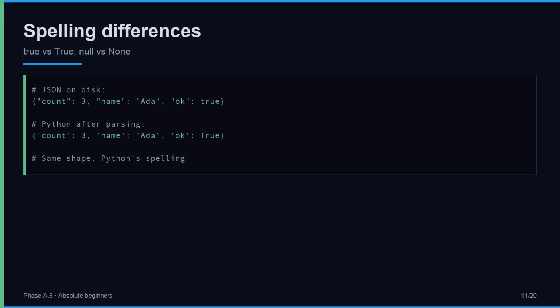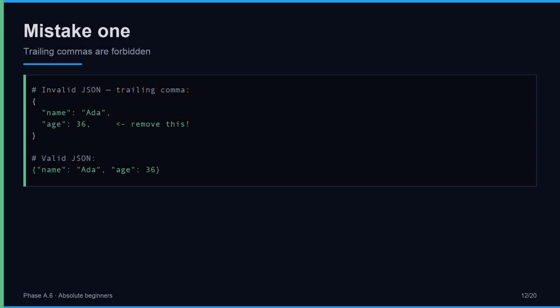Spelling differs slightly. Here is the most common JSON mistake: a trailing comma after the last item. In Python, a trailing comma in a list or dict is harmless. In JSON, it is strictly forbidden. The parser stops and reports an error. When a JSON file refuses to load, check for trailing commas first. They are easy to add by accident when you edit a file by hand, and they are easy to fix once you spot them. No trailing commas.